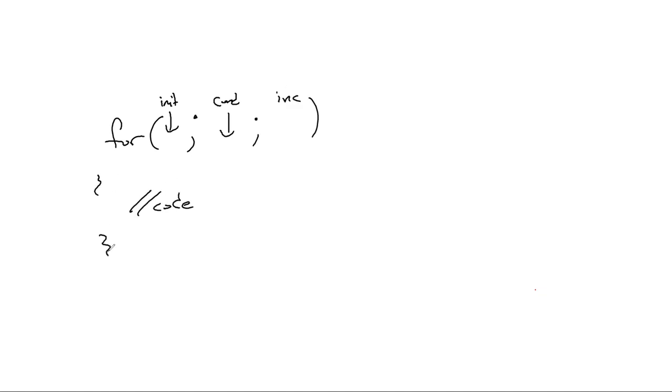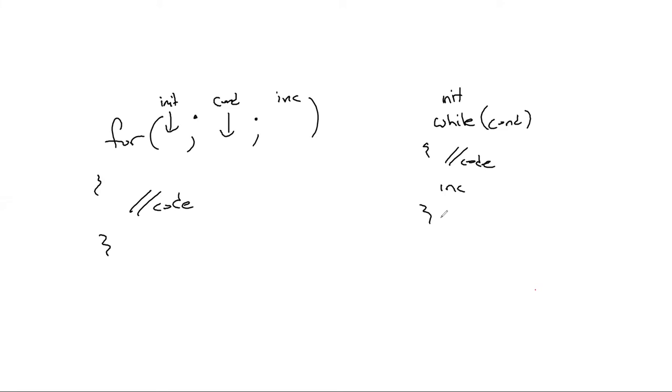I could have written that with a while easily as well. I could have written it in some kind of a line of code, initialization code. Then I could have written the while and stuck in the condition. And then over here, I would have put my code and then my increment. It would have been exactly the same. And I could do everything.